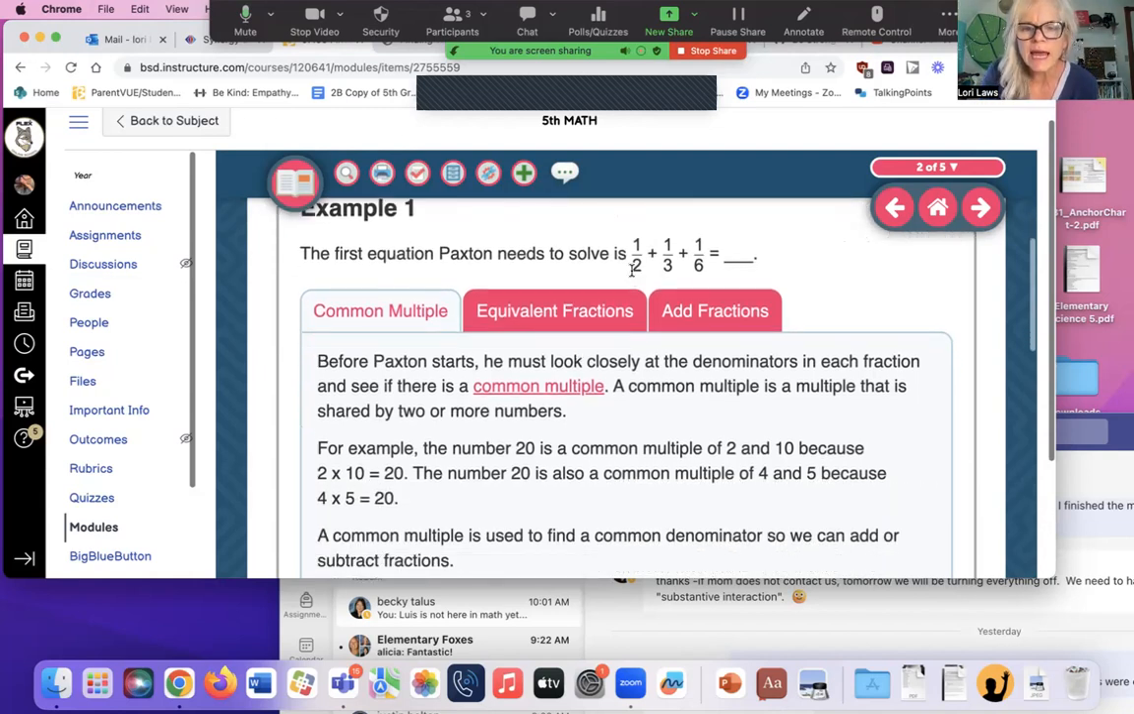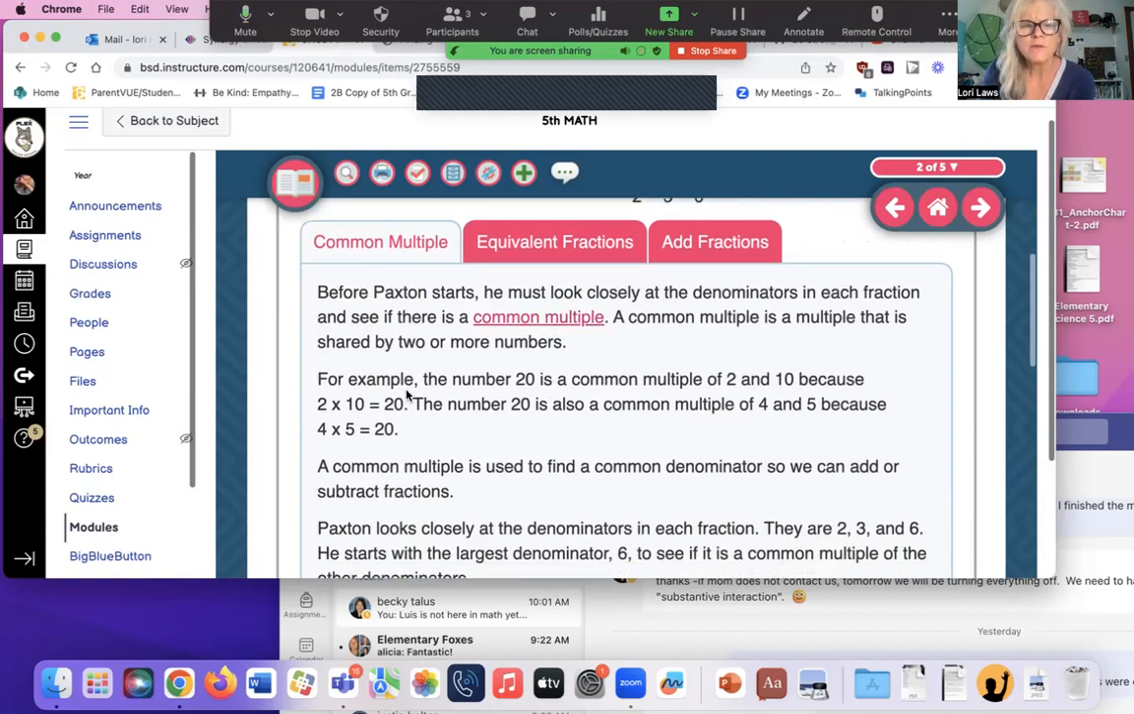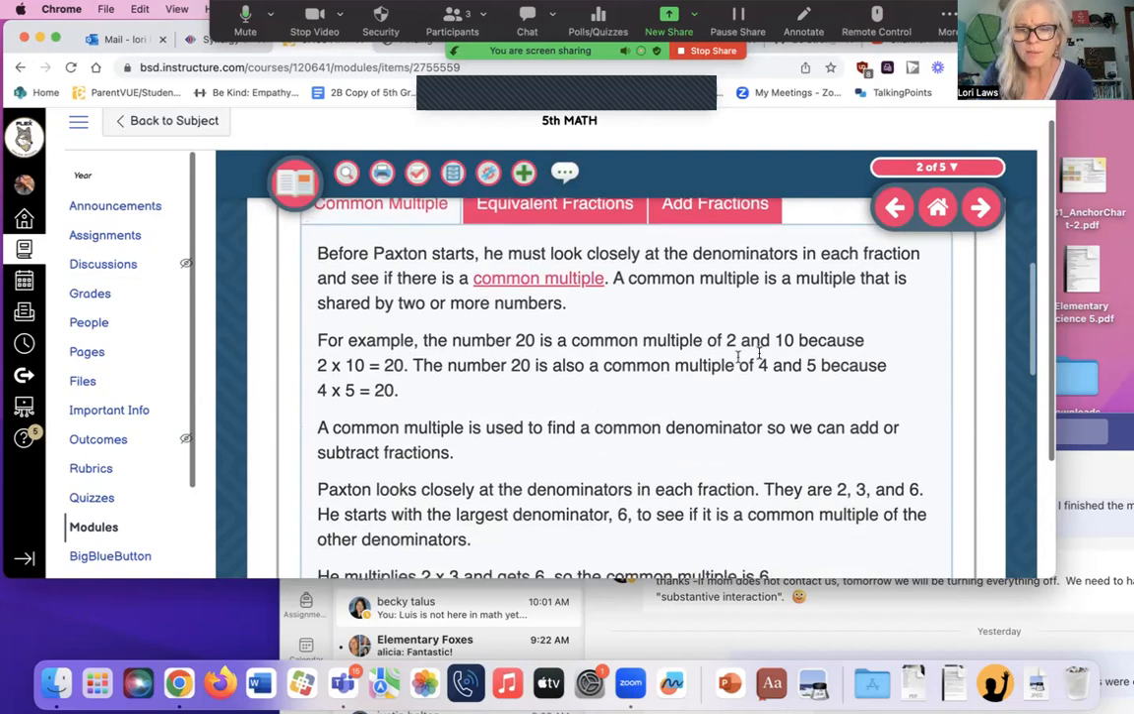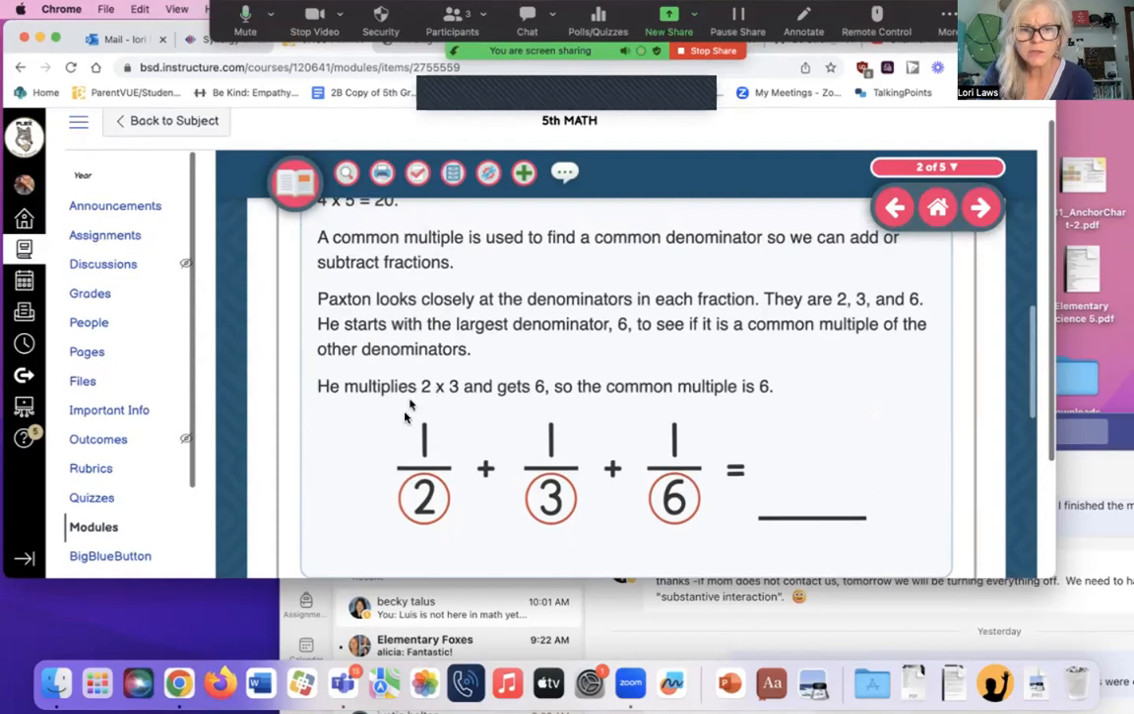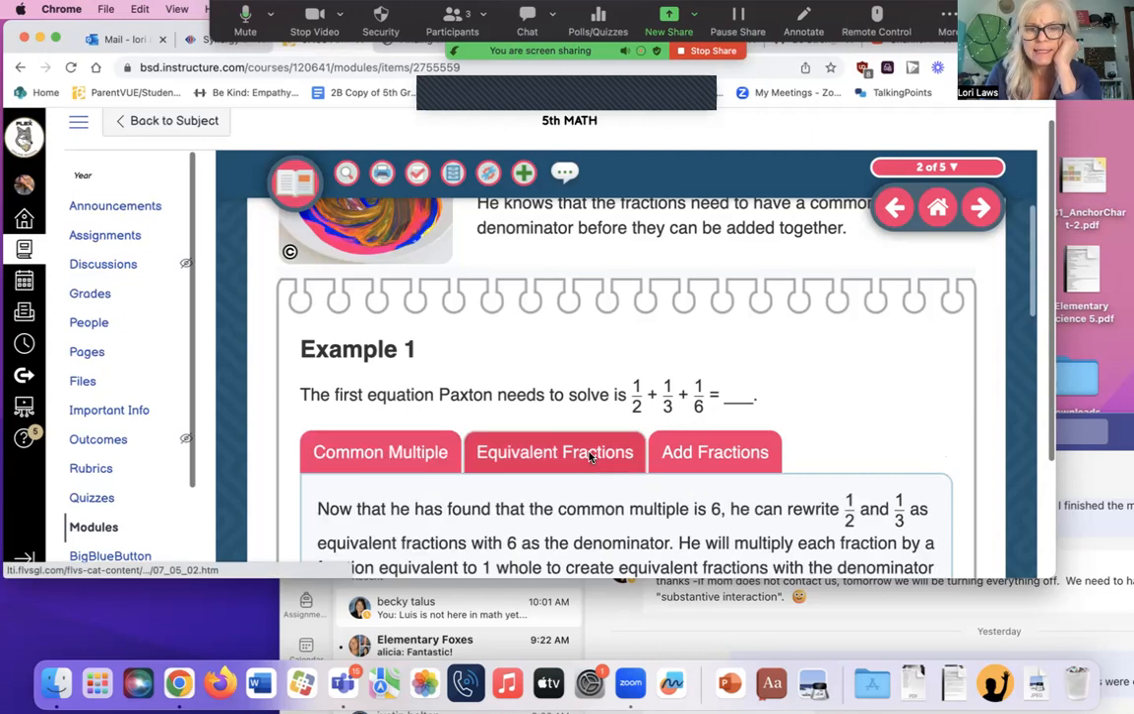So you're going to look at that 2, that 3, and that 6, and think about multiples and think about factors to see if you can come up with a common denominator that all those numbers will go into. So for example, the number 20 is a common multiple of 2 and 10. Number 20 is also common to 4 and 5. So we just went through that one. So we need to look at this. 2 times 3 equals 6. So actually in this number, 2 will go into 6 and 3 will go into 6. So let's change them all into 6ths.